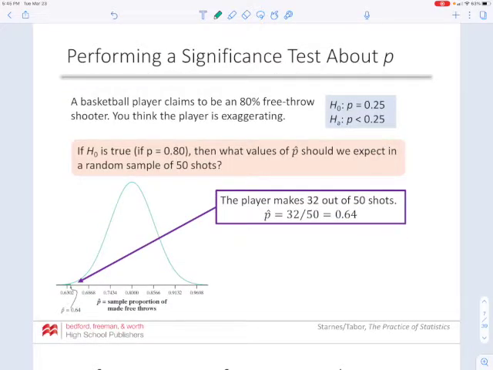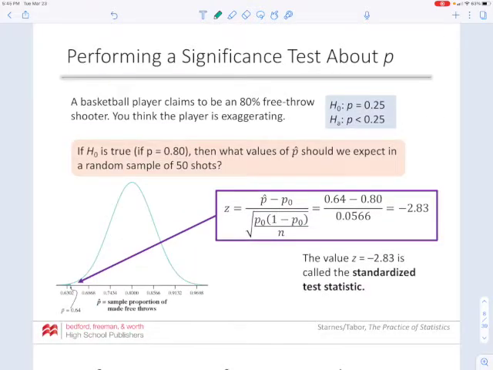The basketball player example was saying he was an 80% free throw shooter, but we think that they're exaggerating. So the null hypothesis was that p is equal to 0.8, and the alternative is that p is less than 0.8. If the null hypothesis was true, you have your center at 0.8. Remember, he made 32 out of the 50 free throws, so we have 0.64. So we're looking for this p-value. That's where we find the test statistic.